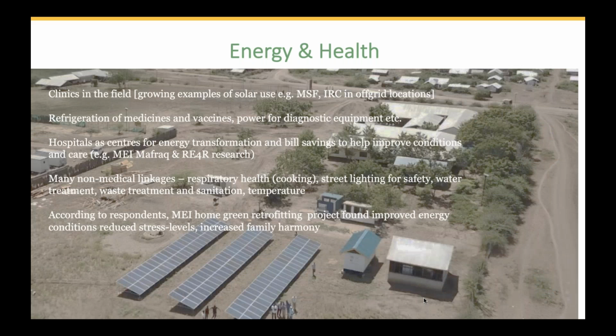Okay, so energy and health. The reasons why energy is important for health, I'm just going to skip through them, and we can pick up on any things that are important in discussion. But most obviously, clinics and hospitals are able to use more facilities with energy. They're able to light clinics and hospitals with energy. They're able to store medicines. They're able to have better maternal care and obstetrics. ICT operations around clinics can be improved with access to energy. All of these things are very important. And of course, there are also many non-explicitly medical linkages, for example, around respiratory health and street lighting for safety, water treatment, etc. Next, please.